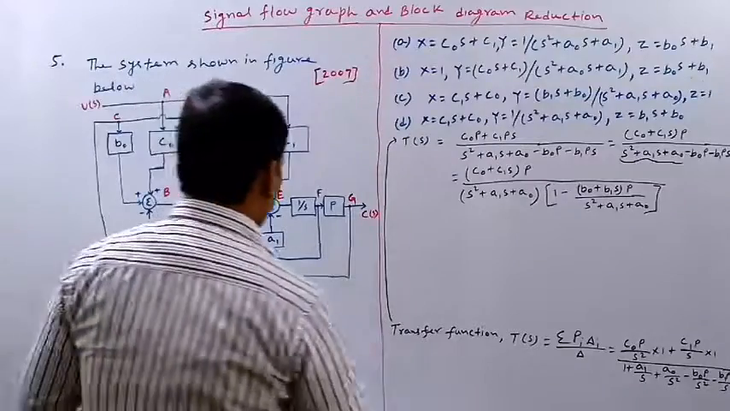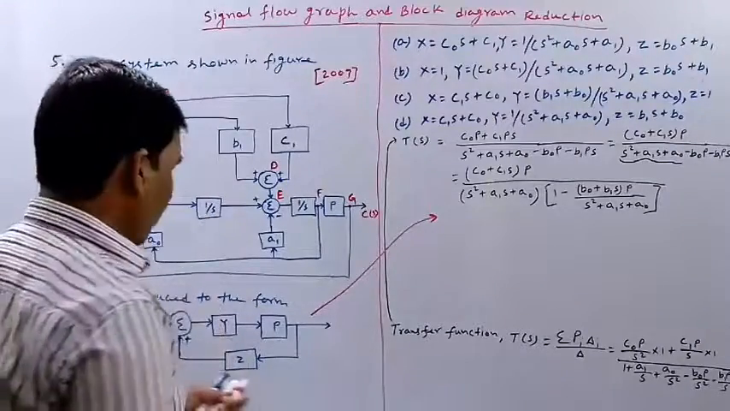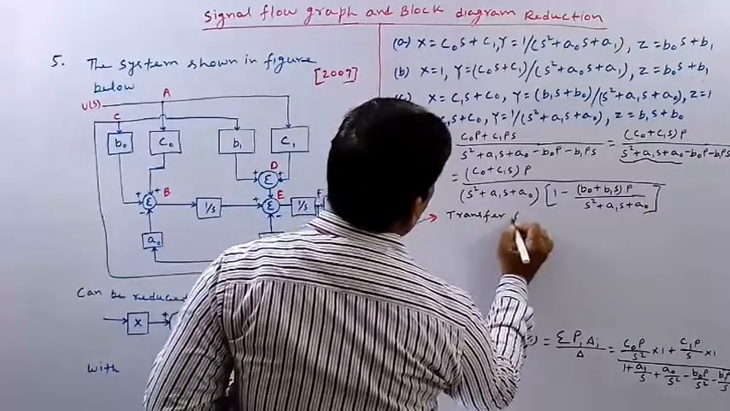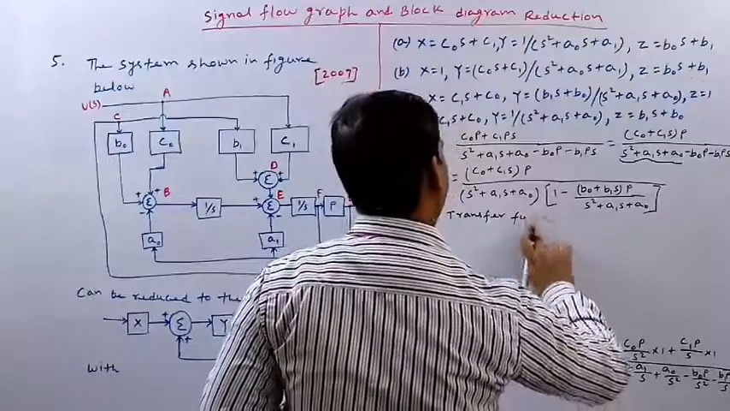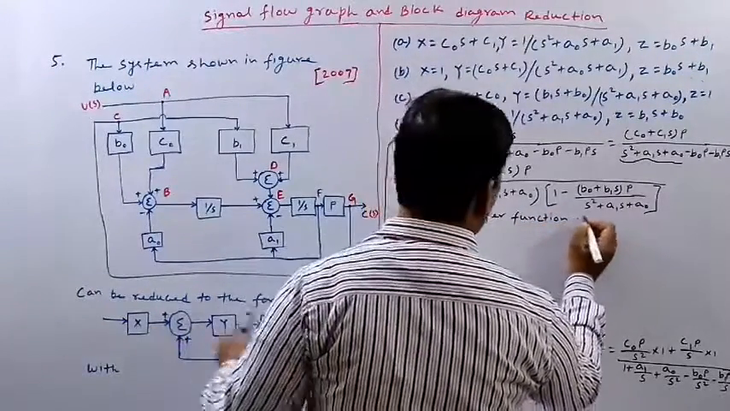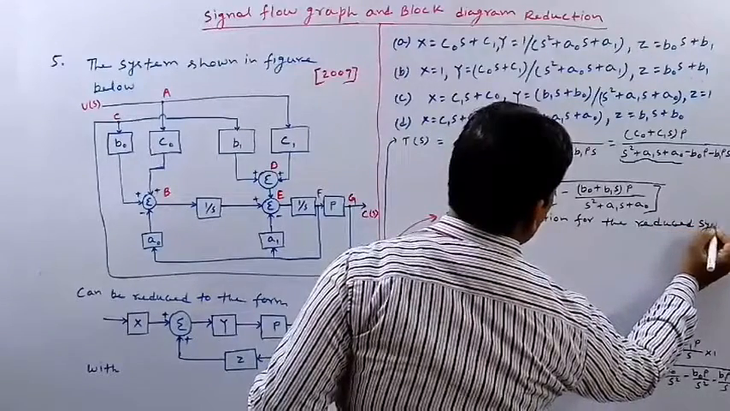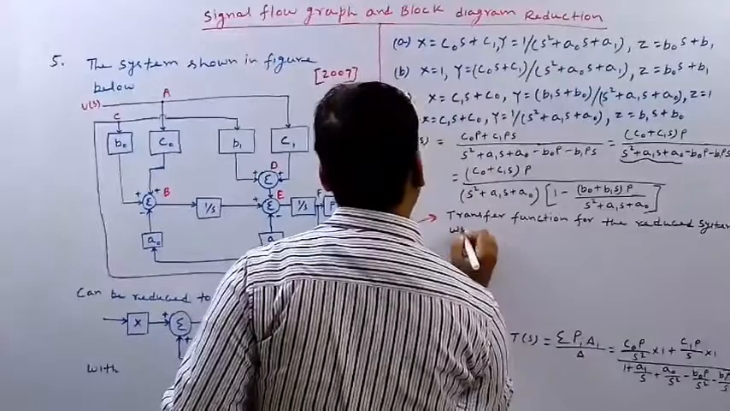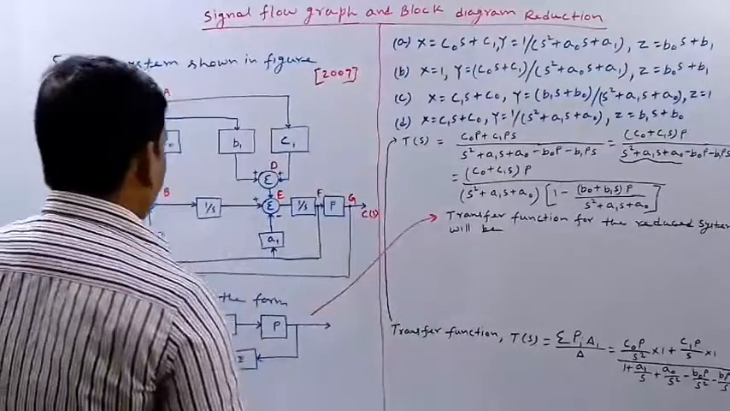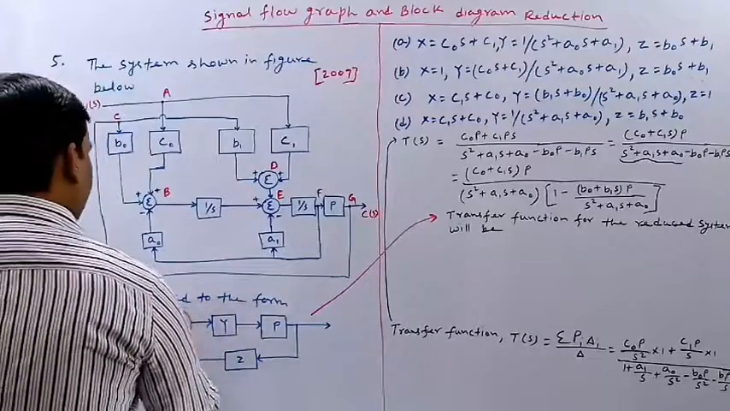So let me make here an arrow. Now the transfer function for the reduced system, let me write the transfer function for this reduced system. What will it be? Since here it is in feedback, and it is in positive feedback, we can directly write it as this one.